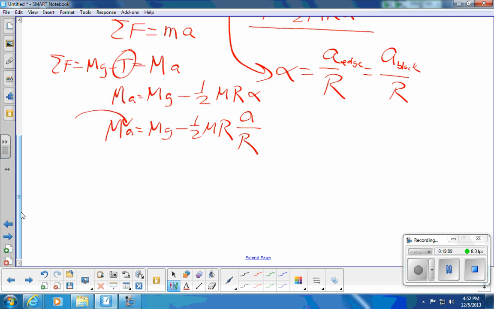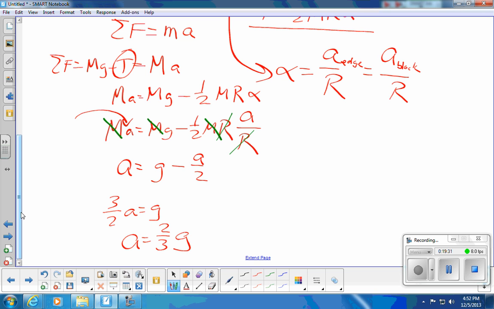First of all, the M's go away. Then the R's go away. And I'm left with A equals G minus A over 2. And now I just tidy things up. I bring the A over 2 over here, so I get 3/2 A equals G, or A equals 2/3 G. Look at how happy I am. Thank you very much.